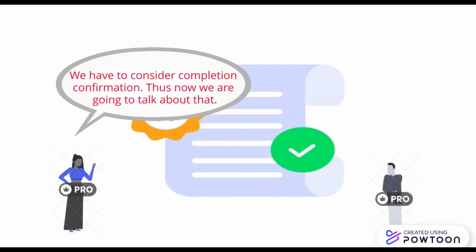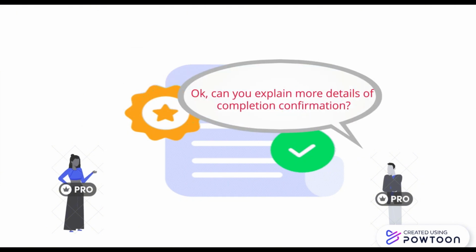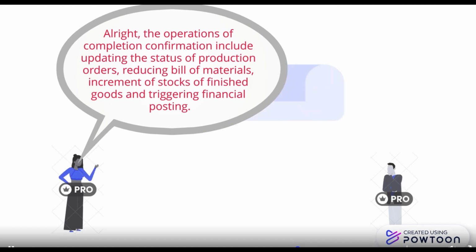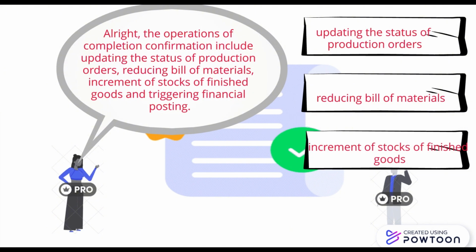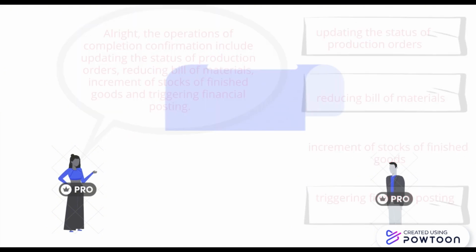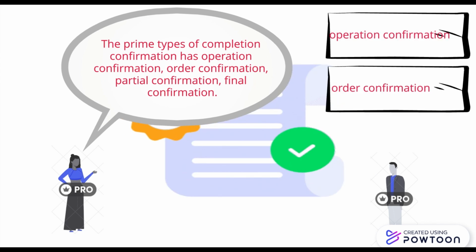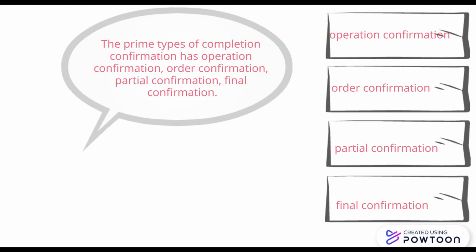We have to consider completion confirmation. Thus now we are going to talk about that. Okay, can you explain more details of completion confirmation? Alright, the operations of completion confirmation include updating the status of production orders, reducing bill of materials, increment of stocks of finished goods and triggering financial posting. The prime types of completion confirmation are operation confirmation, order confirmation, partial confirmation, final confirmation.